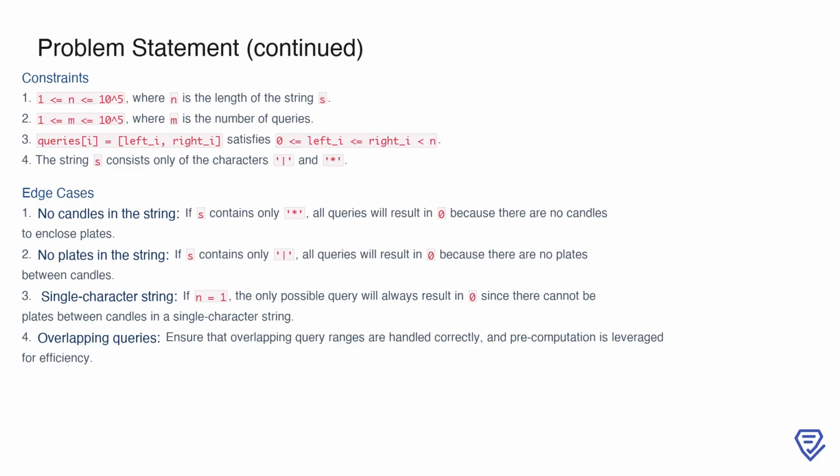Similarly, if the string contains only candles, all queries will also result in 0 because there are no plates. For very short strings, like when n equals 1, any query will always result in 0 as well, since a single character cannot form a valid range with plates between candles. Finally, overlapping query ranges must be handled carefully, and pre-computation techniques can be used to improve efficiency and avoid repetitive calculations for overlapping segments of the string.